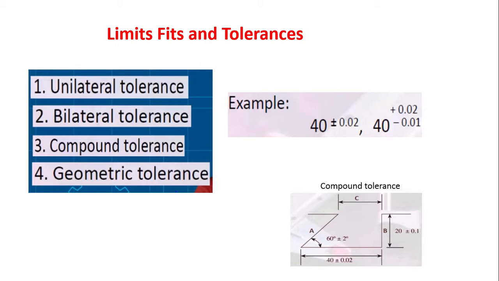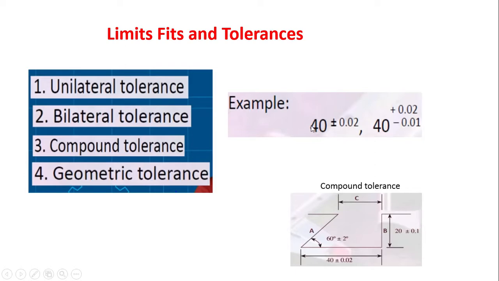Next we deal with the tolerances. There are mainly four types: unilateral tolerance, bilateral tolerance, compound tolerance, and geometric tolerance. You already know unilateral tolerance means only one side, bilateral means both sides. Compound tolerance is not used nowadays.